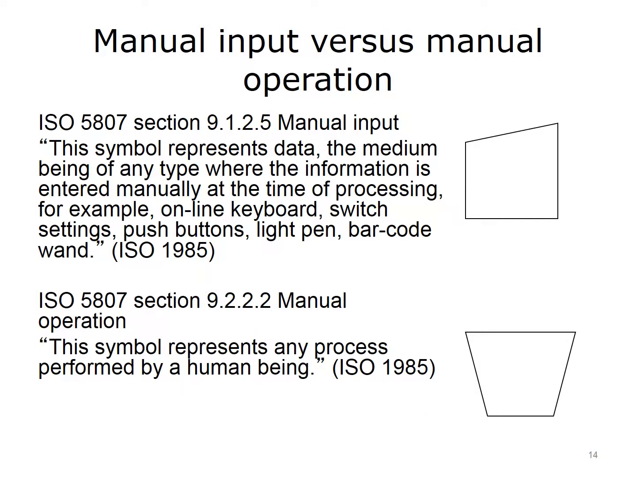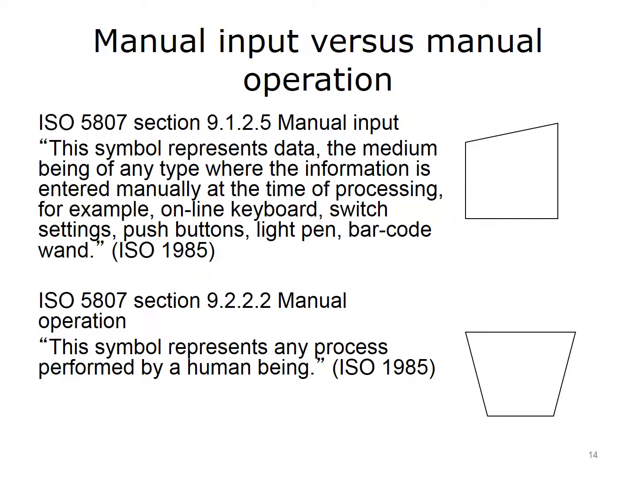According to ISO 5807, Section 9125, the symbol for manual input is a quadrilateral with two parallel sides, two 90-degree angles, one obtuse angle, and one acute angle. This symbol represents data, the medium being of any type where the information is entered manually at the time of processing. For example, online keyboard, switch settings, push buttons, light pen, barcode wand, ISO 1985.